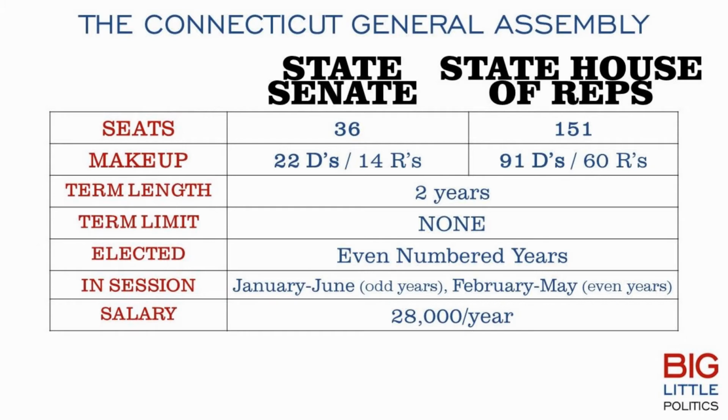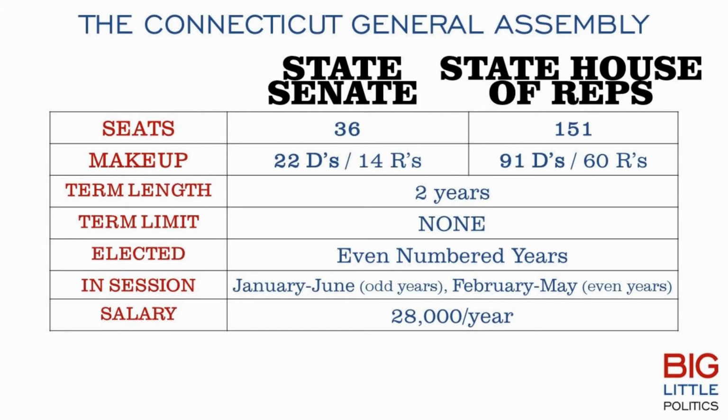The term length is going to be 2 years for both of them, so every 2 years, which is every even-numbered year, we're going to have all of the state senators and all of the state representatives up for re-election. And there's no term limit, so this can really go on. We have some who have been in there for decades, and there is no cap on how many terms that they can serve before they have to step down.